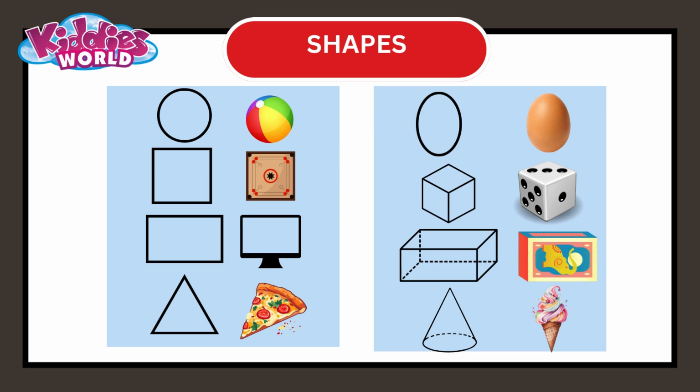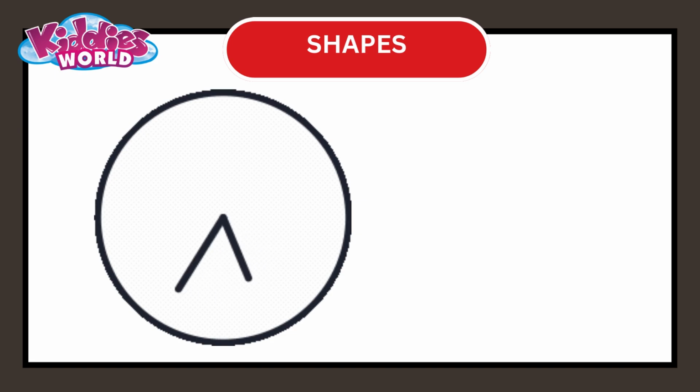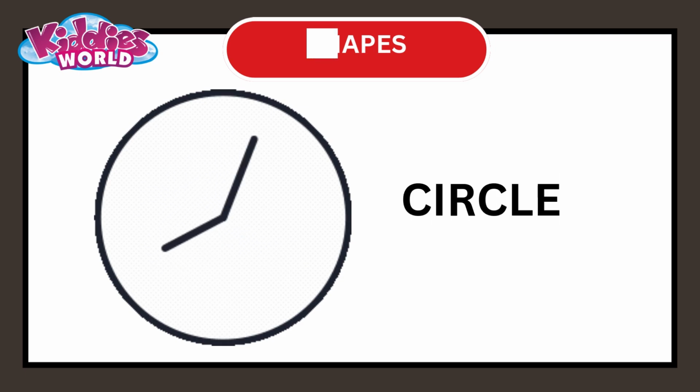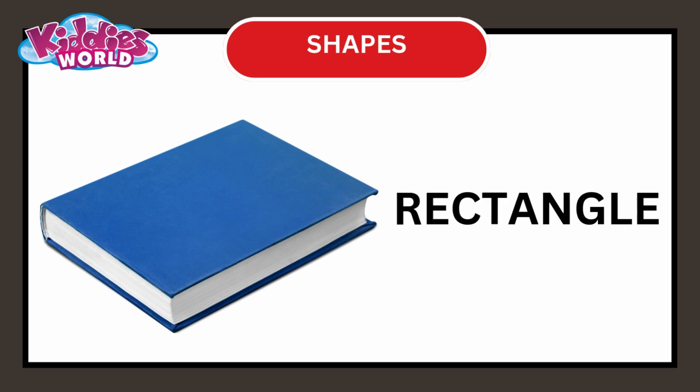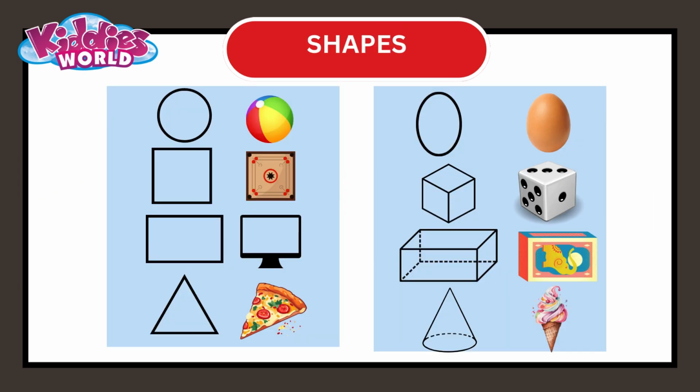Now it's your turn. Look at these objects and guess their shapes. What shape is a clock? That's right, it's a circle. What shape is a book? Yes, it's a rectangle. Great job, kids. You did amazing today. Keep looking for shapes around you and try naming them.